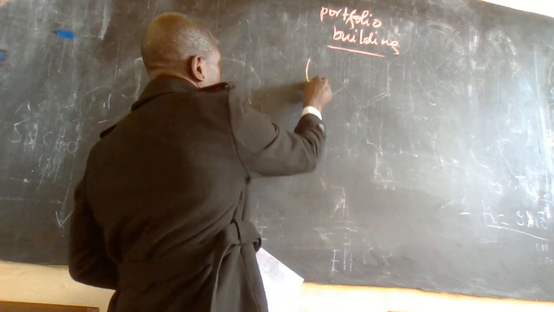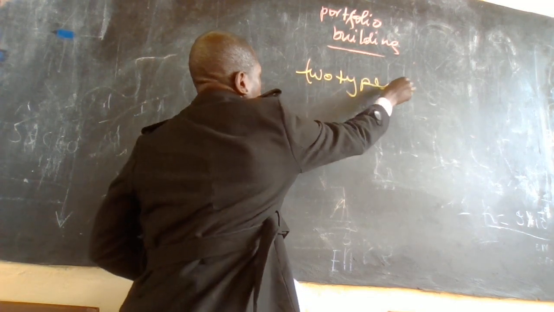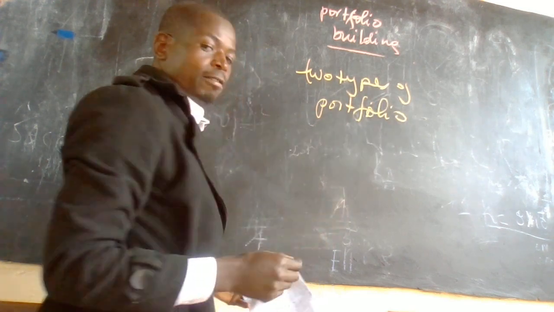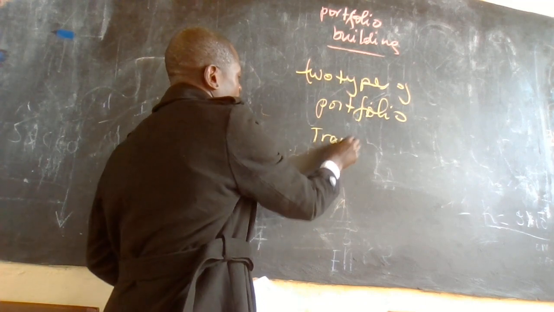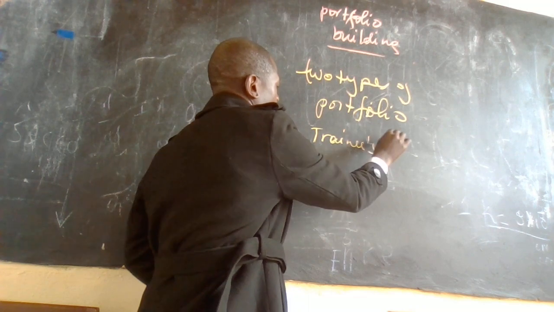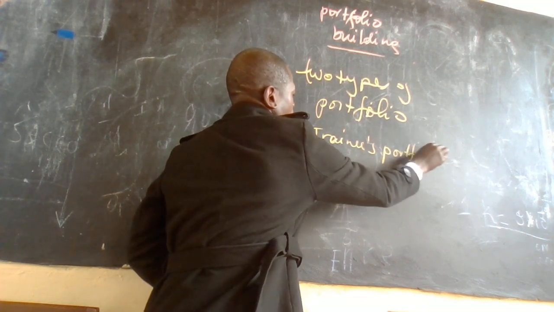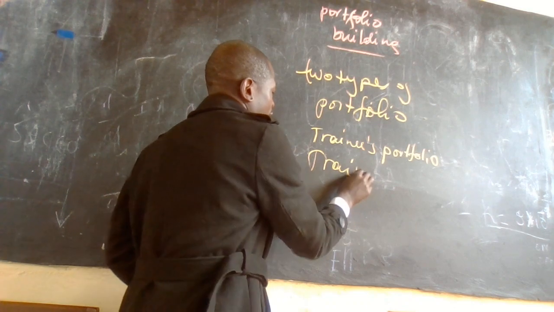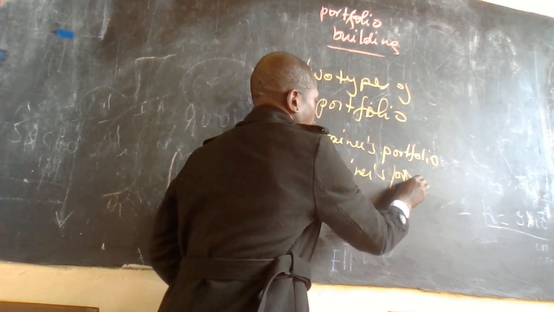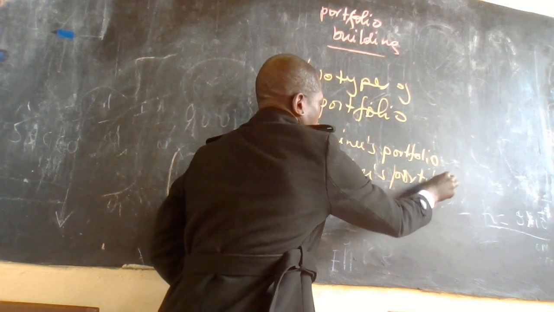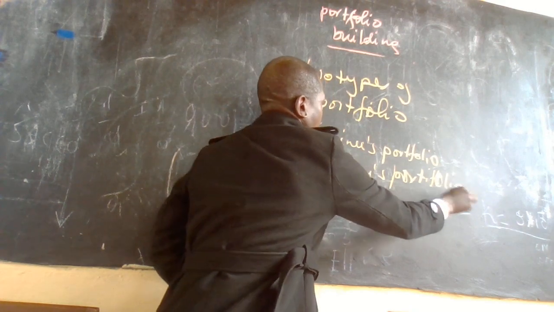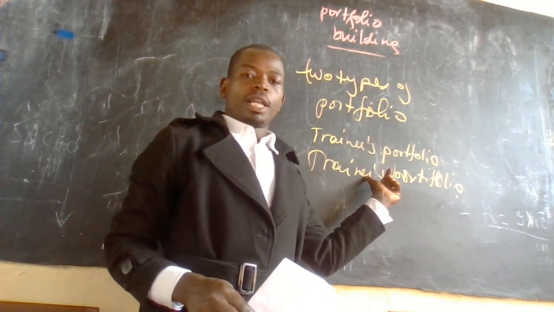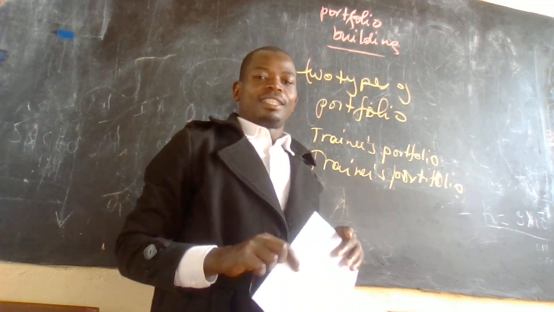We have two types of portfolio: a trainee's portfolio, and also a trainer's portfolio. Yeah, these are the two types of portfolio: a trainee portfolio and a trainer portfolio. I think it is understandable.